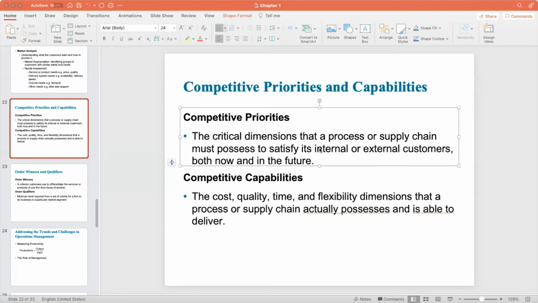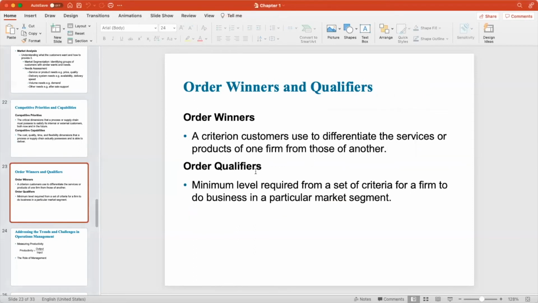No matter if it's cost or quality or time or flexibility, all these dimensions actually limit us from providing a perfect product or perfect service to a customer. Okay, we're trying our best to improve our product in order to fulfill customers' needs, but still it cannot be perfect because of all these different limitations. So competitive capabilities is basically illustrating this idea from the limitation point of view. Okay, now let's move to the next slide.